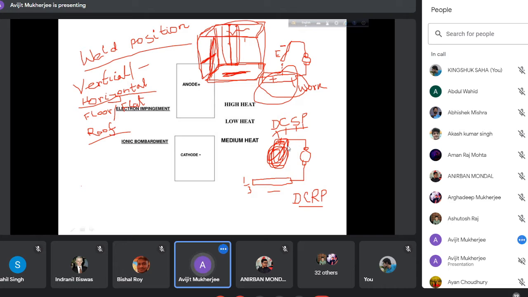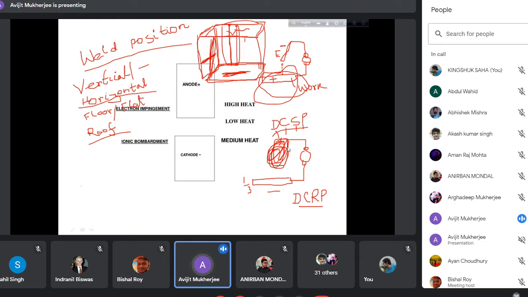If you connect your roof with the positive terminal, right? What will happen? Say a metallic room. The roof is connected with the positive polarity terminal. So maximum heat will be generated on that surface. And massive melting will take place, and the total metal will immediately come down due to the gravitational pull, force of gravity.